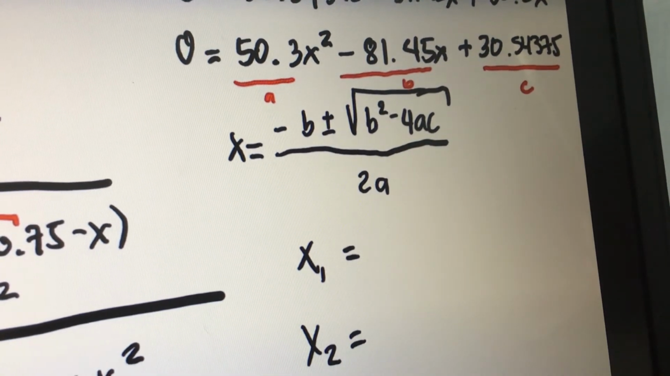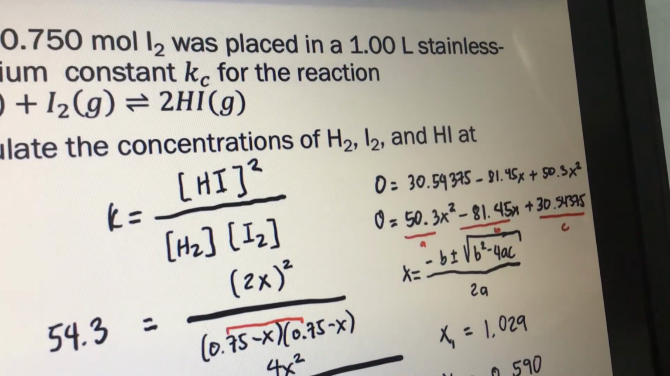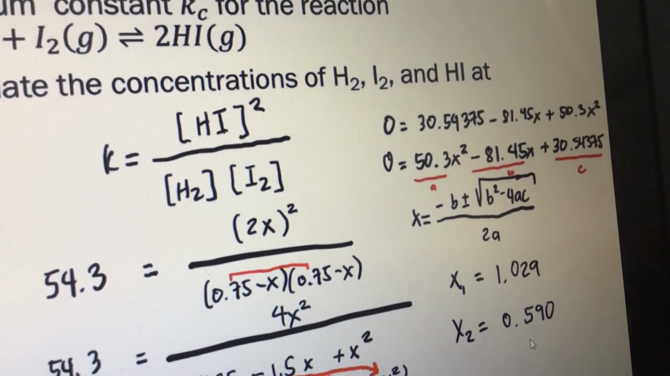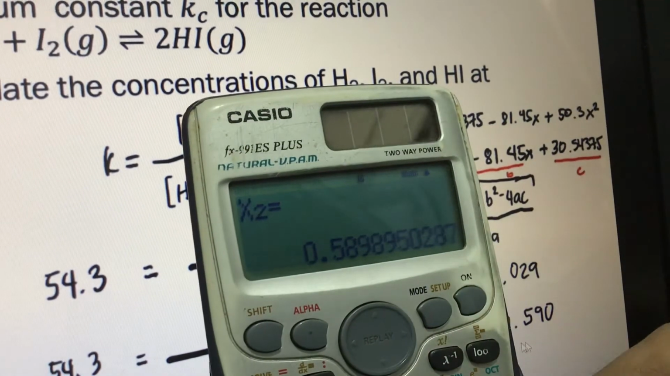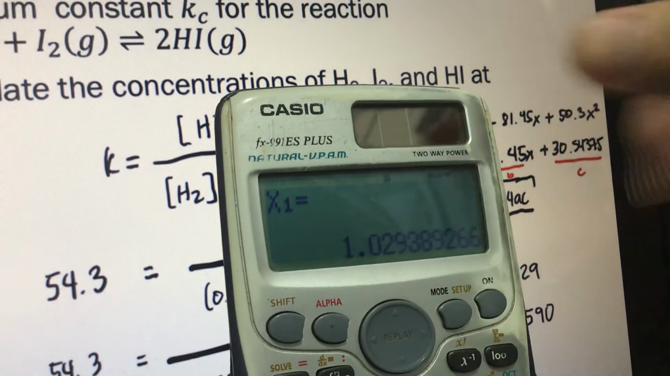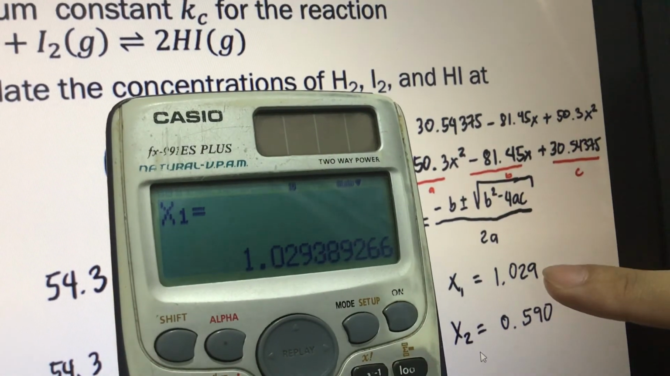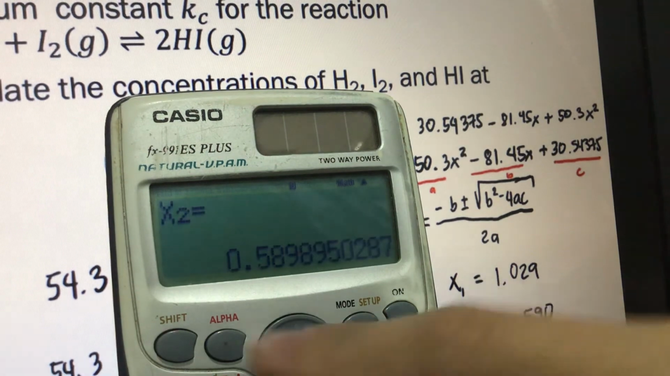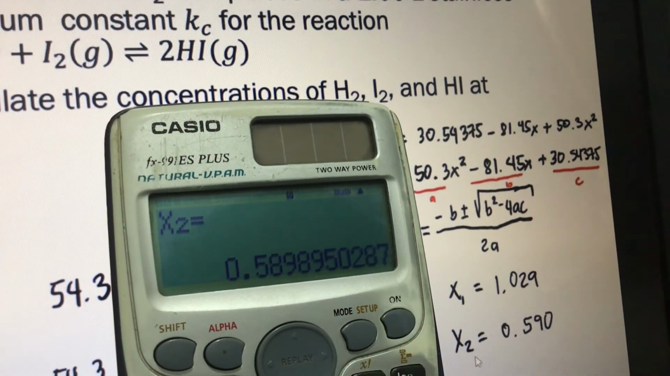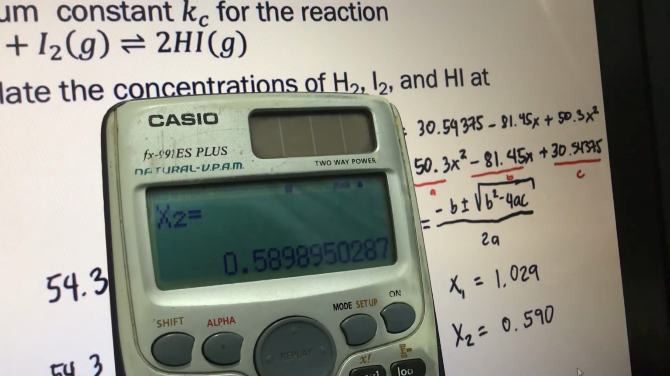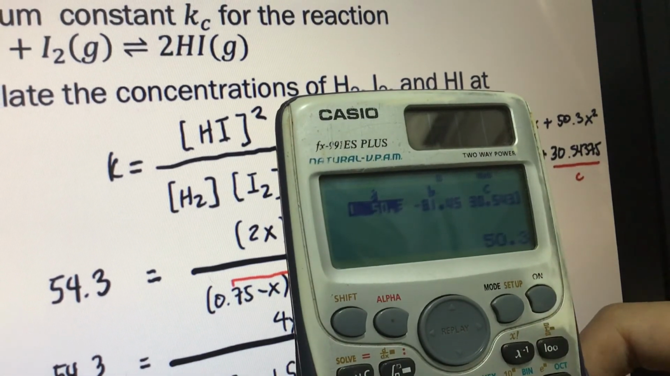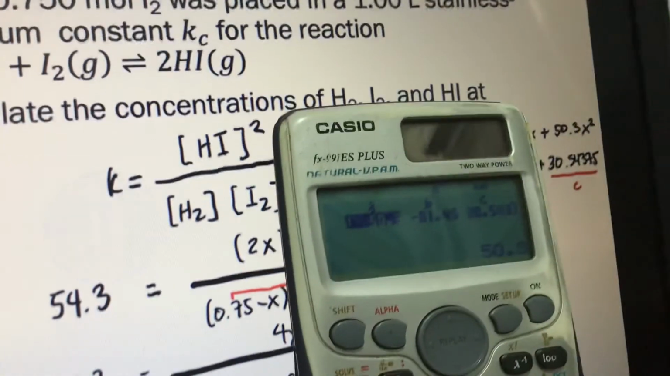Let me fast forward this video a little bit. As you can see, x1 is 1.029. That is the first value of x that we calculated here. And then the second value of x is 0.5898, or 0.590 if rounded to 3 decimal places. So that's the calculator technique you can use whenever solving for equilibrium problems.